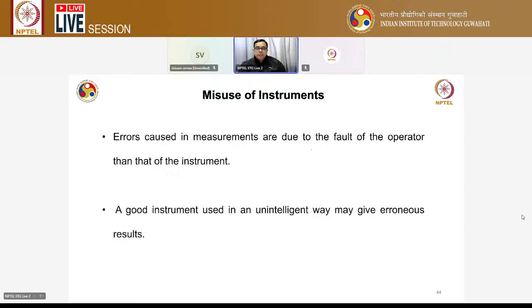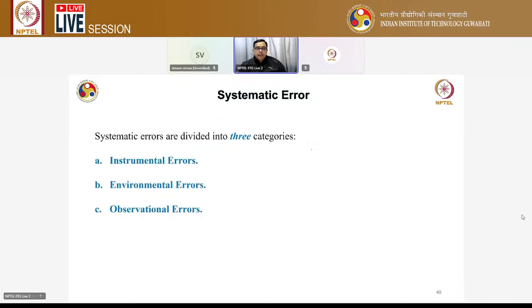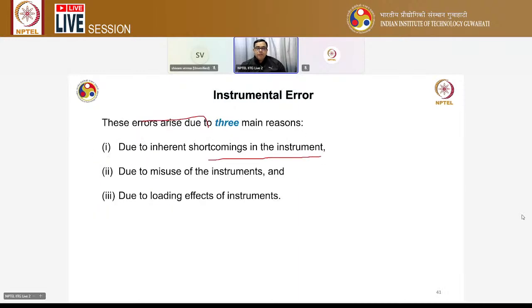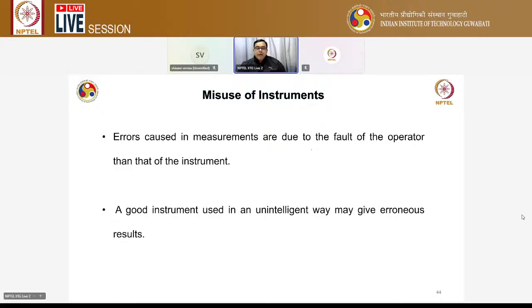Now, the second cause of this error is due to misuse of the instrument. Errors caused in the measurements are due to the fault of the operator rather than that of the instrument most of the time. So a good instrument used in an unintelligent way can give you erroneous results.